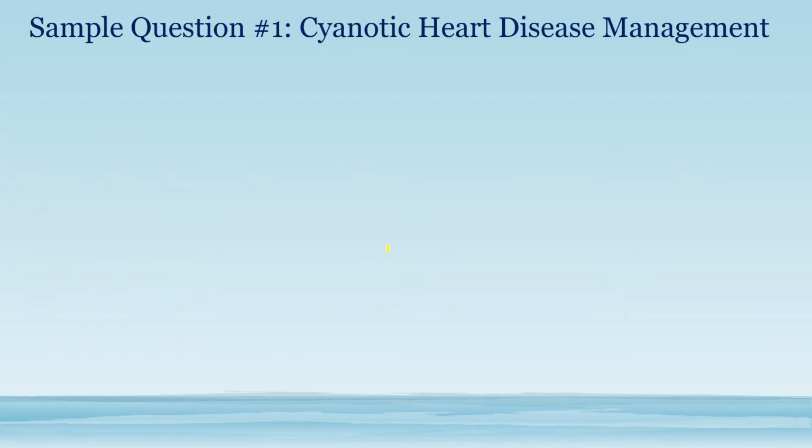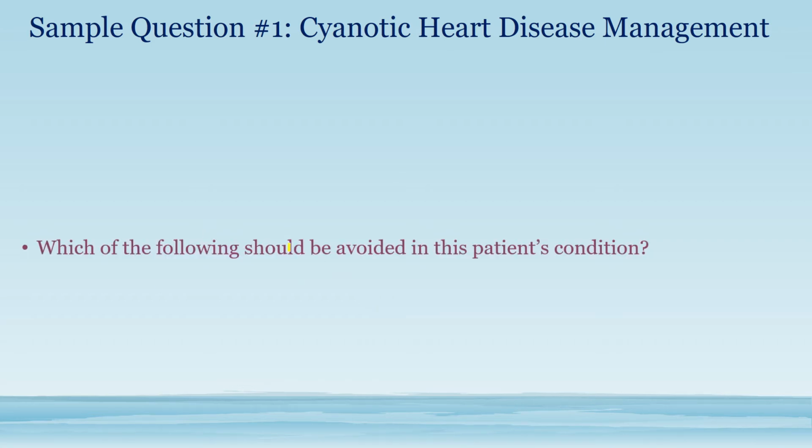So let's start with a sample question. And the purpose of this sample question is to prime our brains for all the information that we're going to be learning today. So this is a question on cyanotic heart disease management. And like always, let's start with the question. Which of the following should be avoided in this patient's condition?